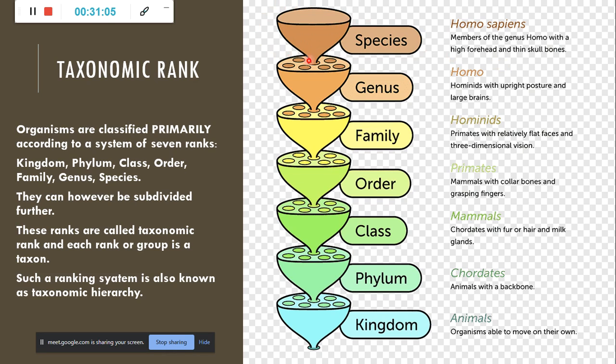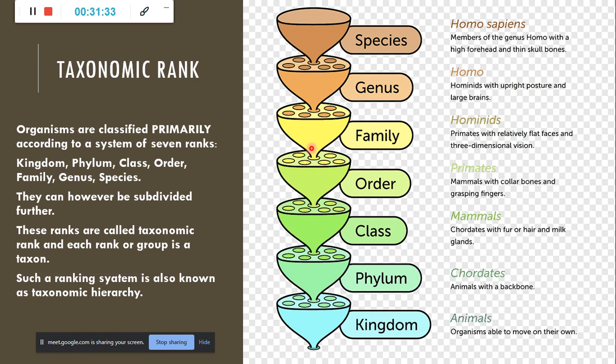So each level is known as a taxon. A species is a taxon, a genus is a taxon, family is a taxon, order is a taxon, a class is a taxon, a phylum is a taxon, a kingdom is a taxon. Each of them is a taxon. And in the hierarchy, kingdom is on the top, followed by phylum, then class, then order, family. This is known as hierarchy.